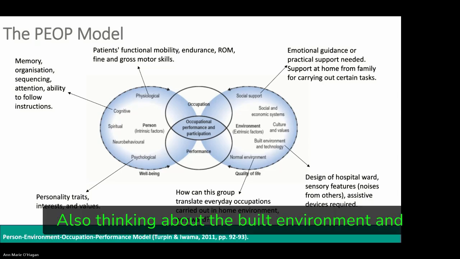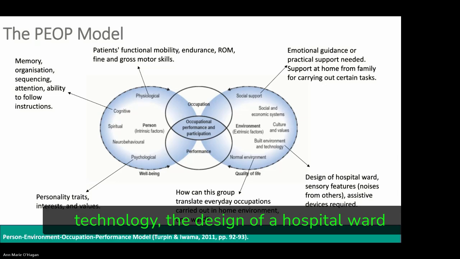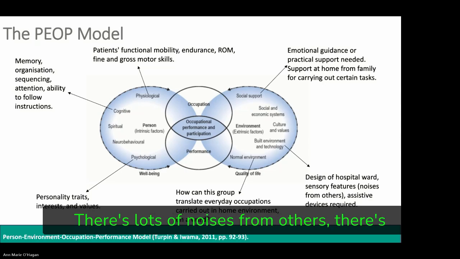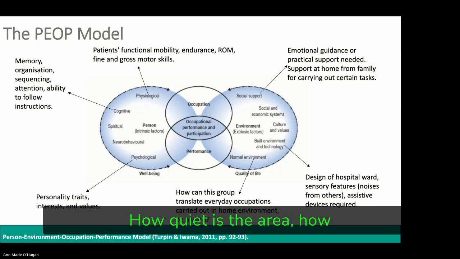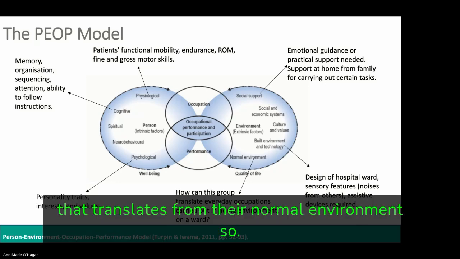Also thinking about the built environment and technology. The design of a hospital ward has a lot of sensory features. There's lots of noises from others. There's people who are not particularly well. We actually perform this in one bay at a time, so we have to be aware of any other noises that are coming from people. Some people don't wish to be disturbed. How quiet is the area? How noisy? What's the lighting like? Can they see?